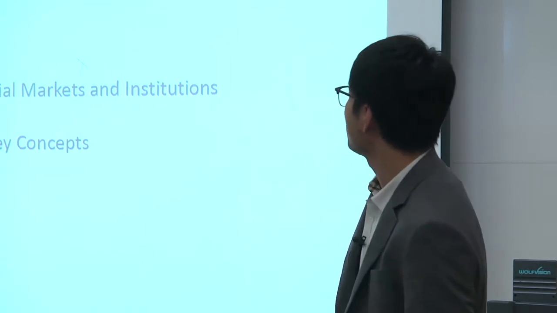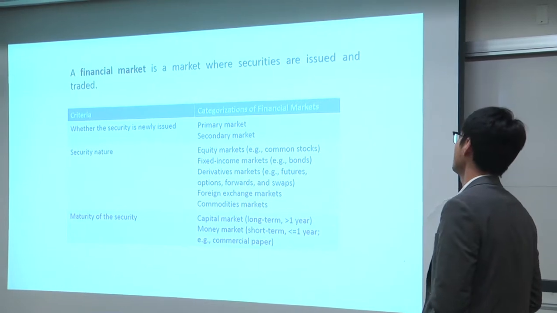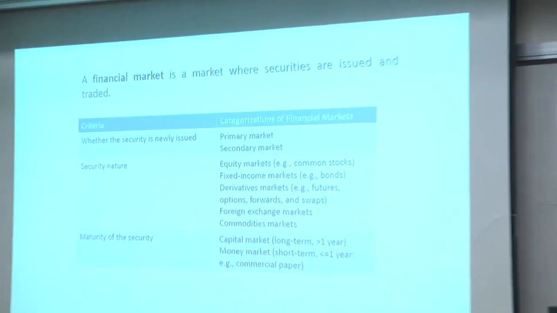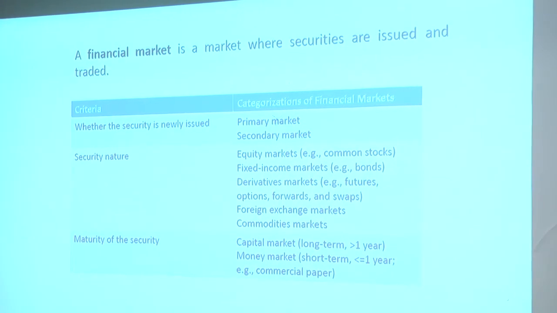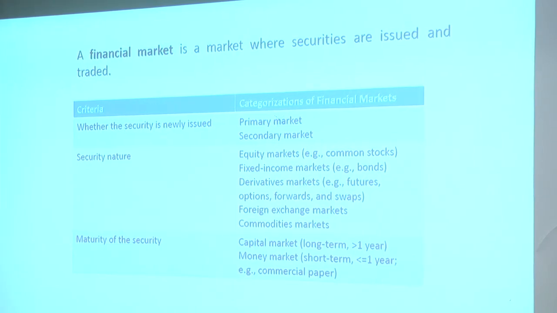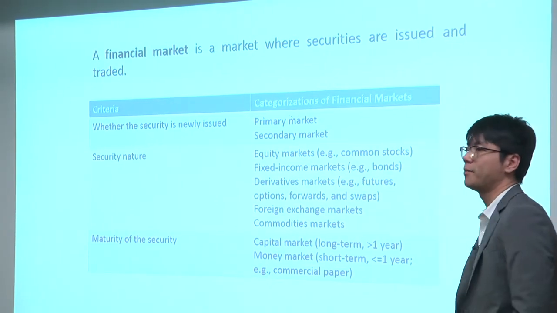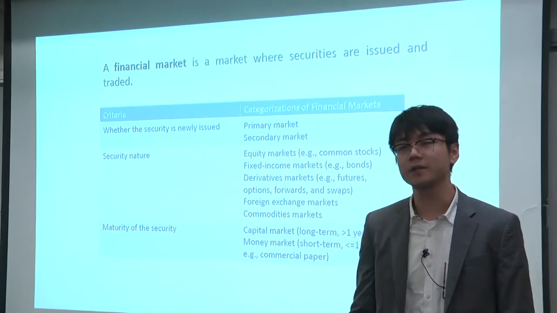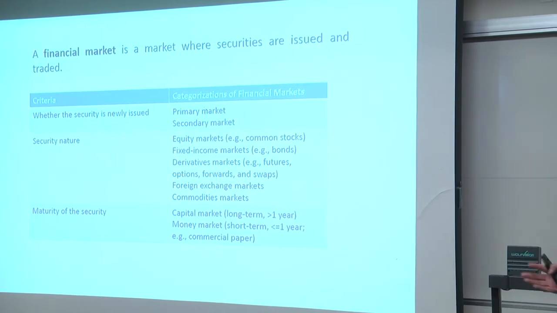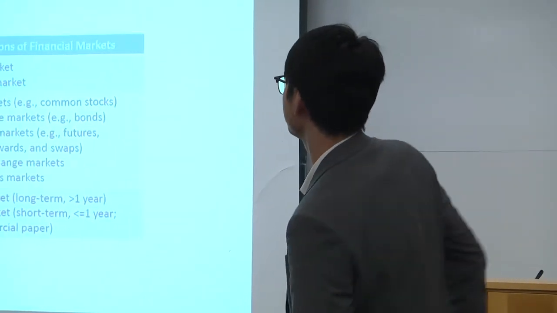Chapter 2 is about financial markets and institutions. Let's run through some key concepts. A financial market is a market where securities are issued and traded. By categorization, depending on whether the security is newly issued, we categorize the financial market into a primary market and secondary market. Then by security nature, we have equity market, fixed income market, derivatives market, foreign exchange markets, and commodity markets. That's what kind of securities are traded in each market.